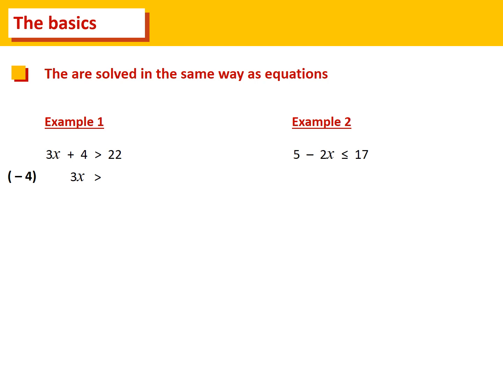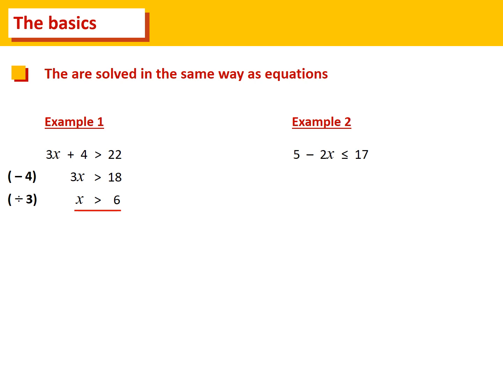and that is greater than. And on the right-hand side, when we subtract 4, we're left with 18. Don't forget, whatever you do to one side, you must do to the other. We now have 3x, but we want to be left with just 1x. So we divide by 3, and that will leave us x on the left-hand side, greater than, and then 18 divided by 3, that gives us 6.